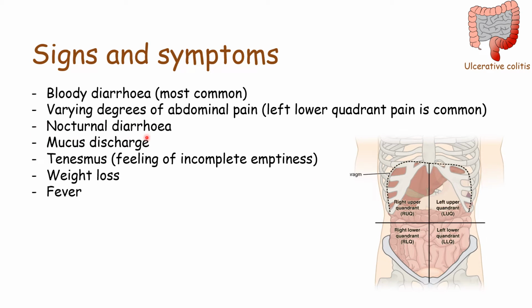You may see nocturnal diarrhea. This is essentially an indication of how bad the diarrhea is. So you can have really bad bloody diarrhea in ulcerative colitis. There can be some mucus discharge from the anal region. Tenesmus, which is the feeling of incomplete emptiness after opening your bowels. There can be weight loss and fever.